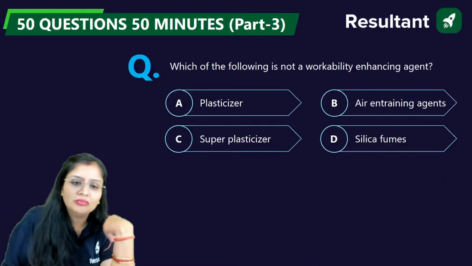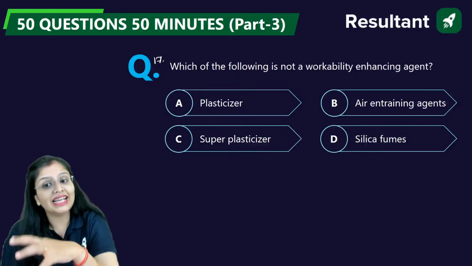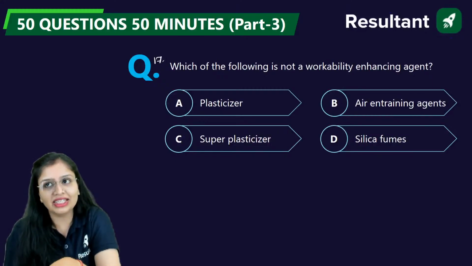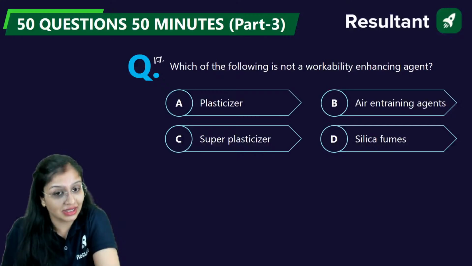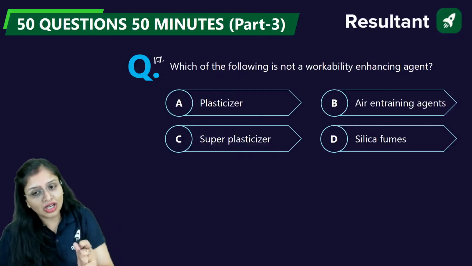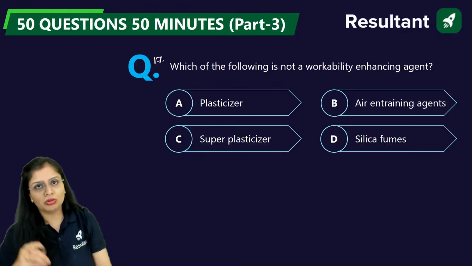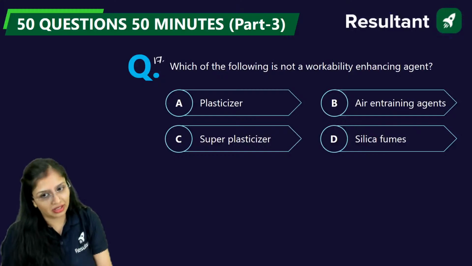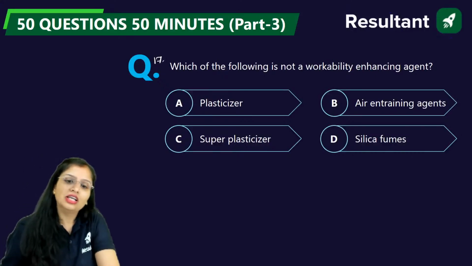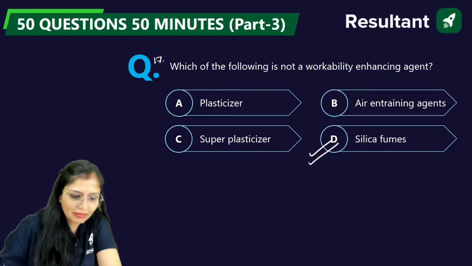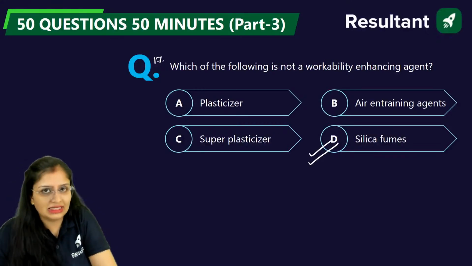Okay. Question number 17. Which of the following is not a workability enhancing agent? Workability is the ease of doing work. Something that does not enhance it, does not help increase it. So which of the following is not a workability enhancing agent? Look, plasticizers and super plasticizers will accelerate it. But silica fumes are not the ones that will make the process easy. So silica fumes is not a workability enhancing agent. So D is the one which is not a workability enhancing agent.